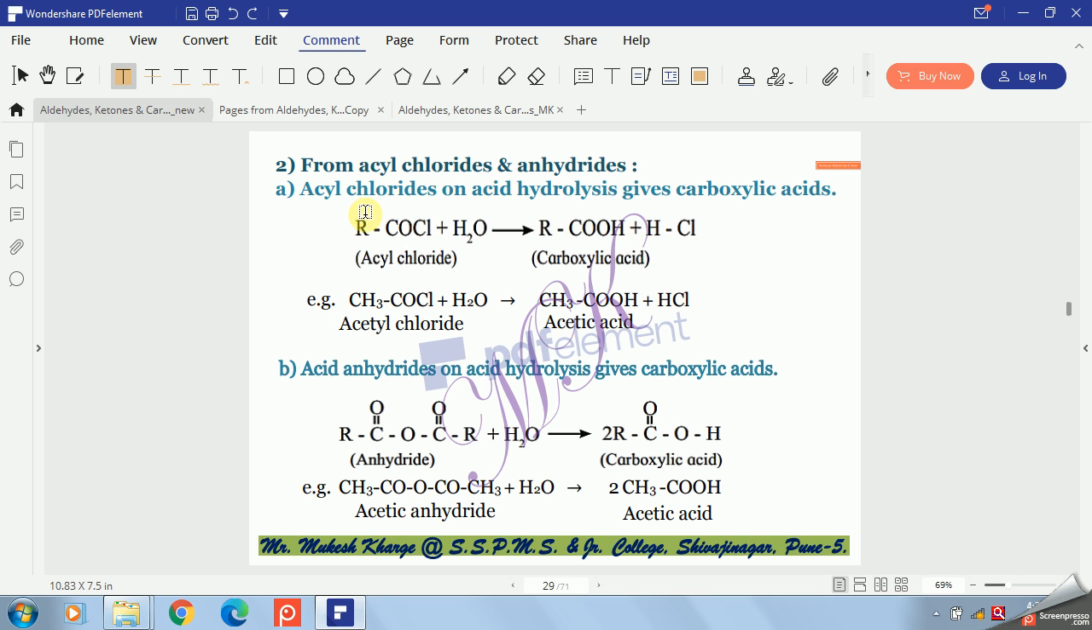So for example, R is equal to CH3. Name of the compound is acetyl chloride, on hydrolysis in presence of acid H+, similar to your previous reaction, what do you get? CH3COOH plus HCl, acetic acid plus HCl, and we can write C2H5COCl. This is the product, C2H5COOH, that is propionic acid. Okay.